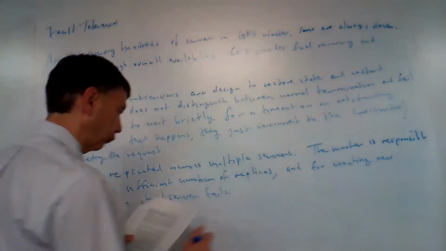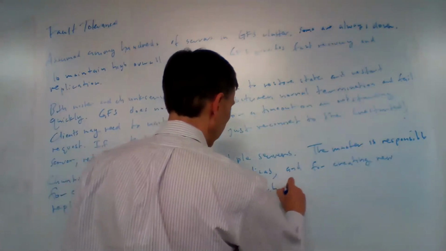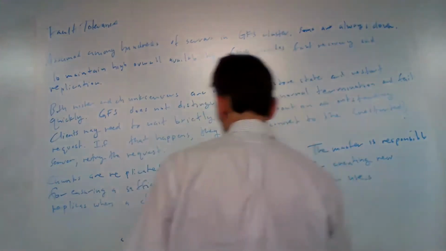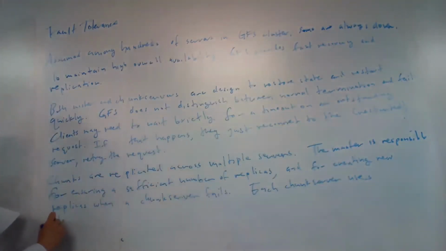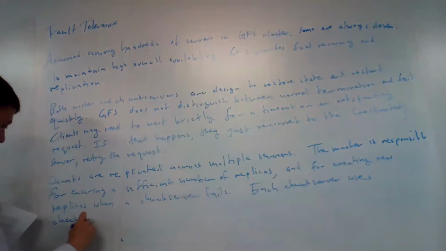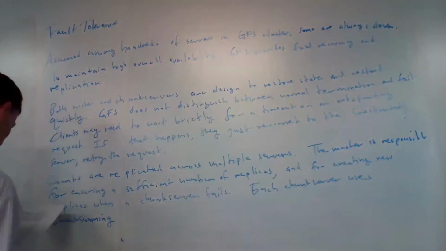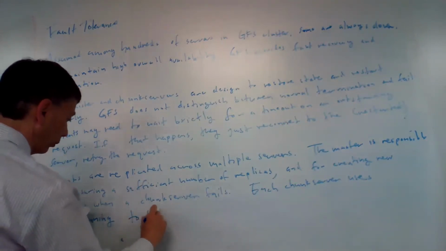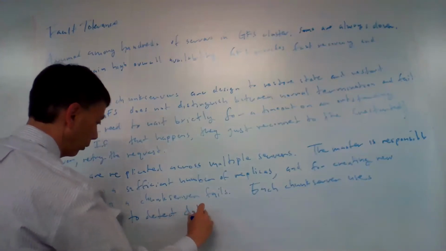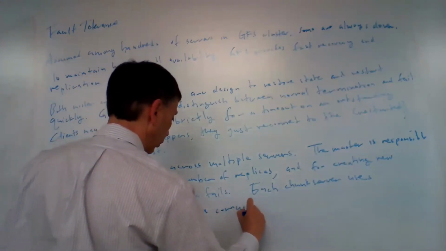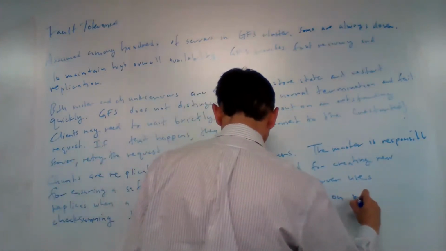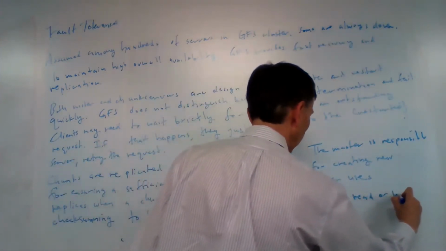So each chunk server uses checksumming. So checksums to detect data corruption in a chunk, on a read or a write. Okay.